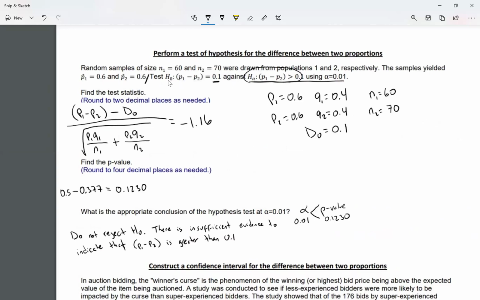You know, in your homework, most of them, you're going to find your test statistic, rounded to 2 decimal places. You're going to be dealing with your p-value, and you're going to compare your alpha with your p-value. You should know whether you reject the null hypothesis or do not reject the null hypothesis.